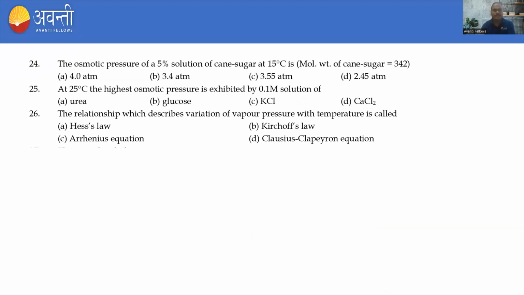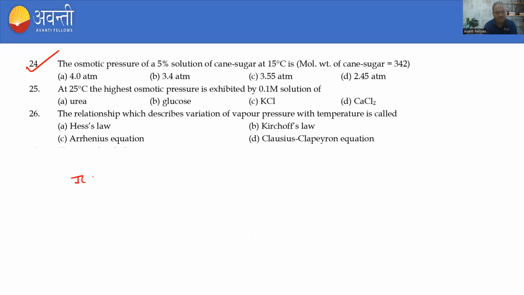Now move to question number 24, right? So let's go to question 24, what is this question? That is the osmotic pressure of a 5% solution of cane sugar, right? You need to calculate the osmotic pressure of the 5% solution of cane sugar at 15 degrees Celsius. So you need to calculate the osmotic pressure only.